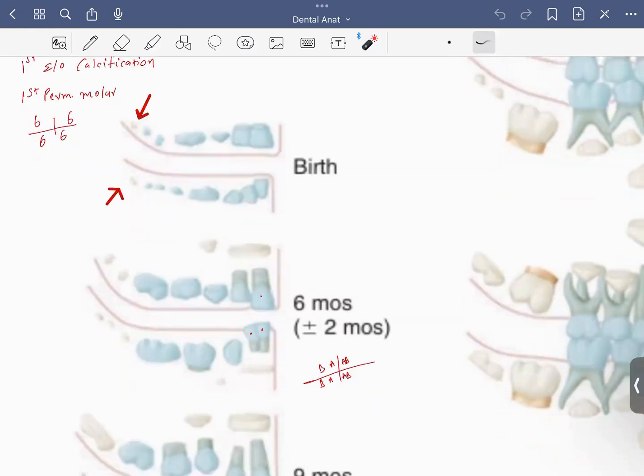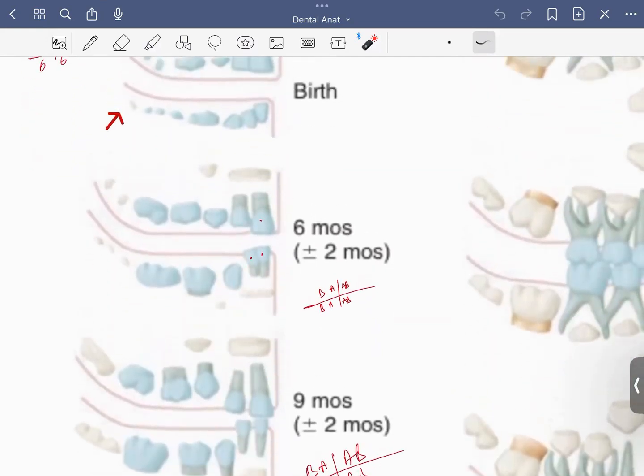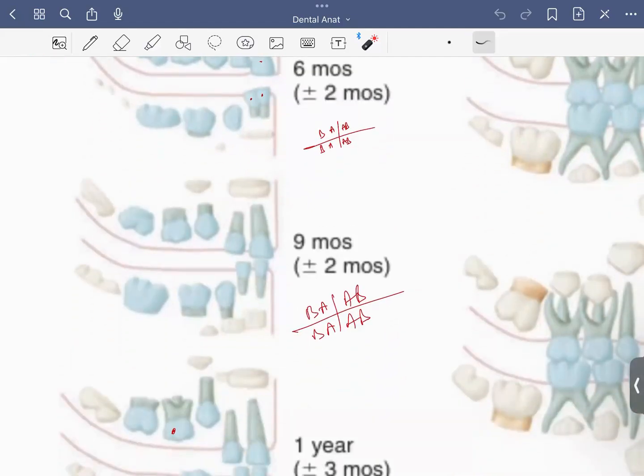Then the next age group is around 6 months plus or minus 2 months. 6 months is the time when the first deciduous teeth start erupting. Usually the first teeth to erupt are the central and lateral incisors. So around 6 months plus or minus 2 months, you get the maxillary centrals and the mandibular centrals as well as mandibular laterals erupting. As we go further, at around 9 months plus or minus 2 months, all the central and lateral, maxillary and mandibular incisors erupt.